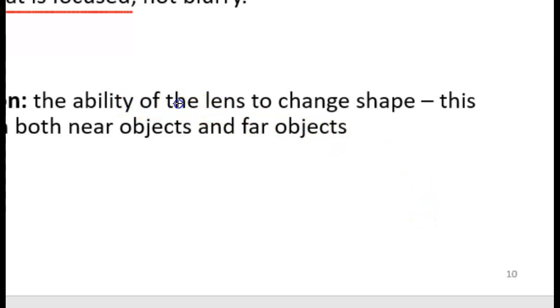Now, the bending of light rays needs to vary depending on whether you're looking at something near or far. And the lens is able to change shape so that it bends light rays different amounts, depending if you're looking at something far away or near. So the ability of the lens to change its shape is called lens accommodation, so that we can focus on both objects that are far away from us, or near to us.